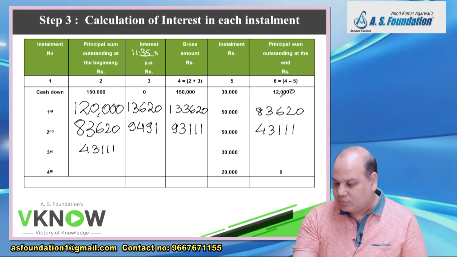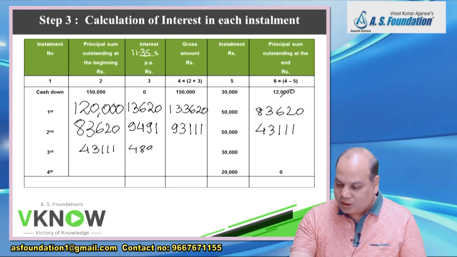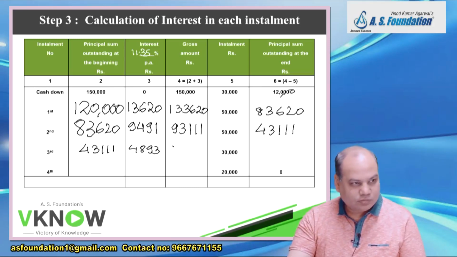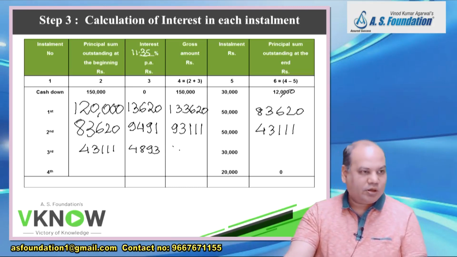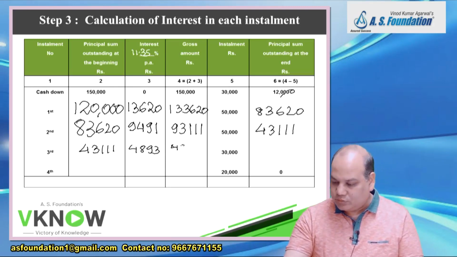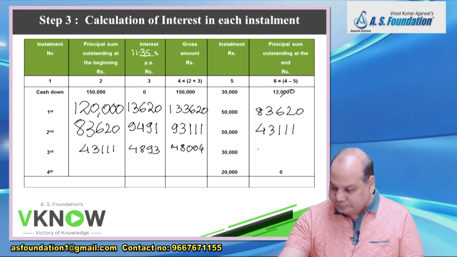43,111 into 11.35%. Louder. 4893. Add. Come on. Add. 48,004. Then you deduct 30,000. 18,004.